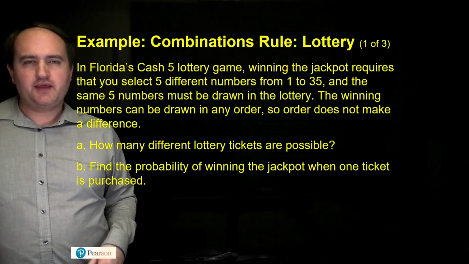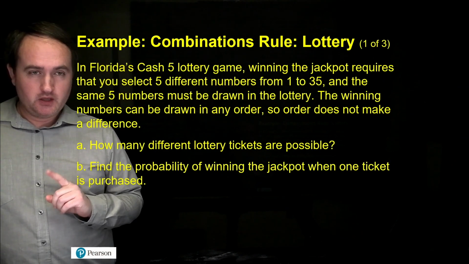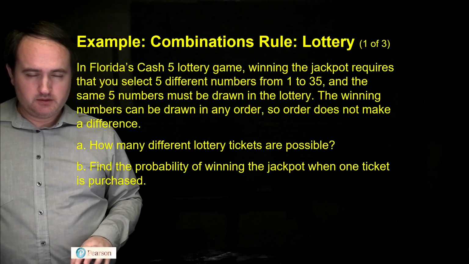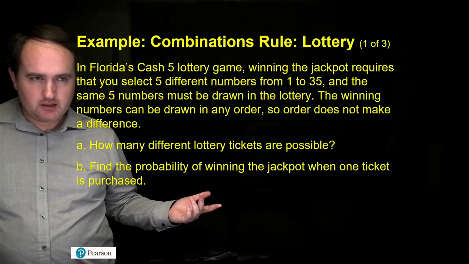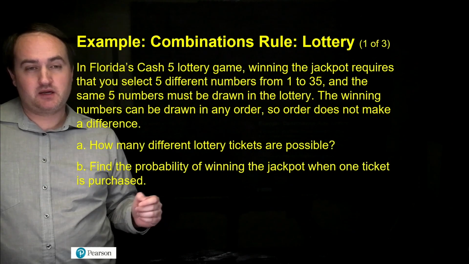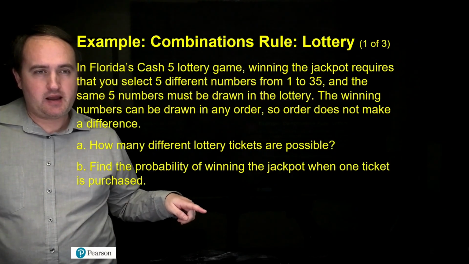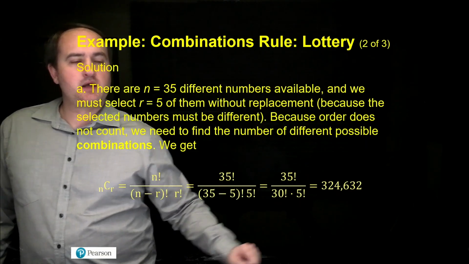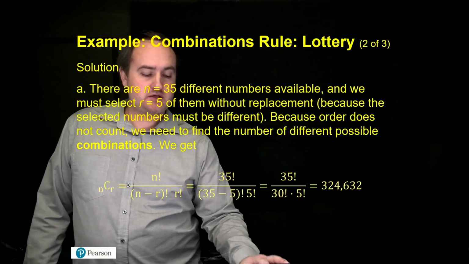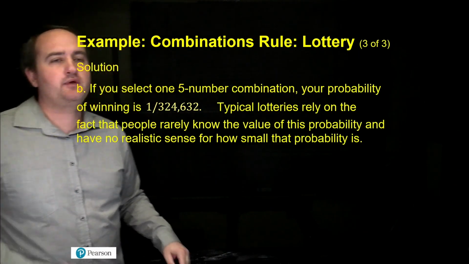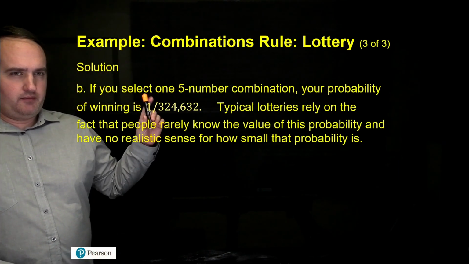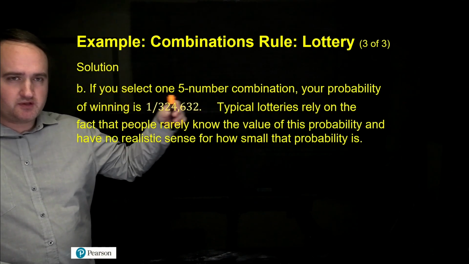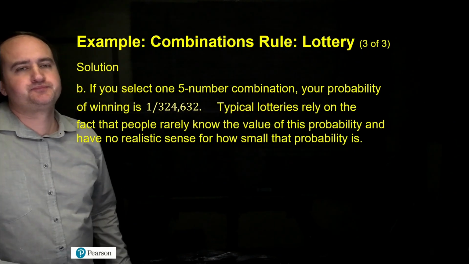Okay, so the thing is, if you buy one ticket, you only get to choose 5 numbers, so one set of 5 numbers. So once again, just like the other problems, it's going to be 1 divided by the number of possibilities. So it's going to be 1 divided by 324,632. That's our probability of winning the jackpot if we just buy one ticket, so we only select one 5-number combination.